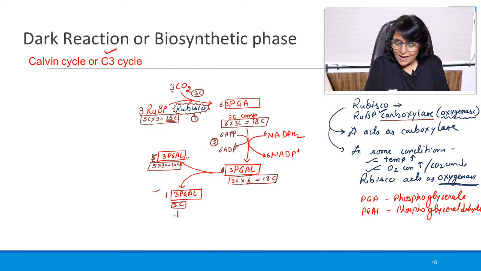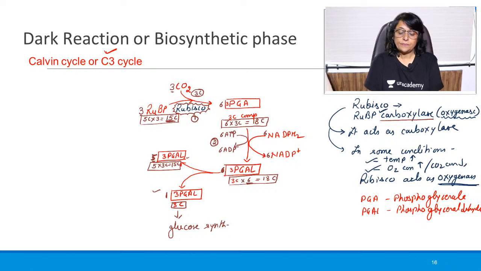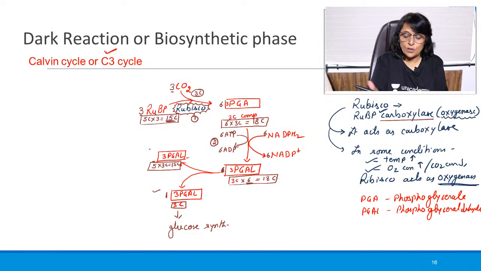Now 3 carbons are separated here. If one more such cycle takes place, then how many PGAL will get separated? 2 PGAL, that means 6 carbons. So this separated PGAL is going to help in glucose synthesis. Now we have 5 PGAL which are helping in regeneration of RUBP.